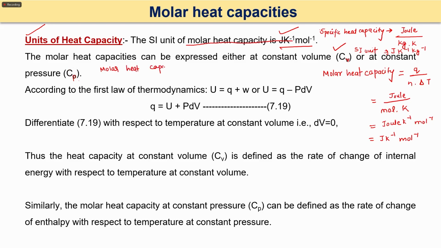So molar heat capacity at constant volume is denoted by Cv. C represents heat capacity and V at constant volume. And next, molar heat capacity at constant pressure is equal to Cp.